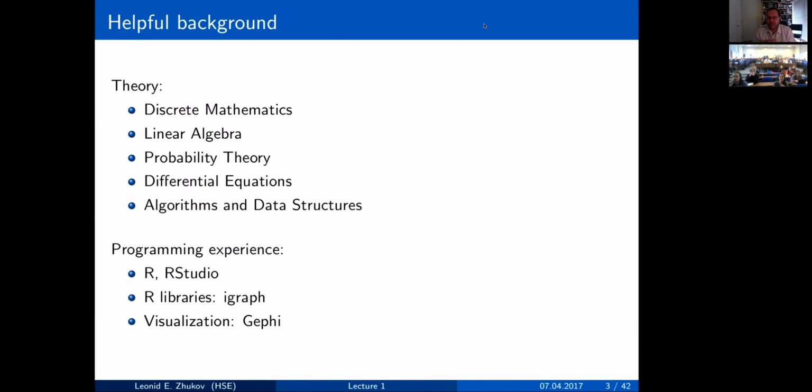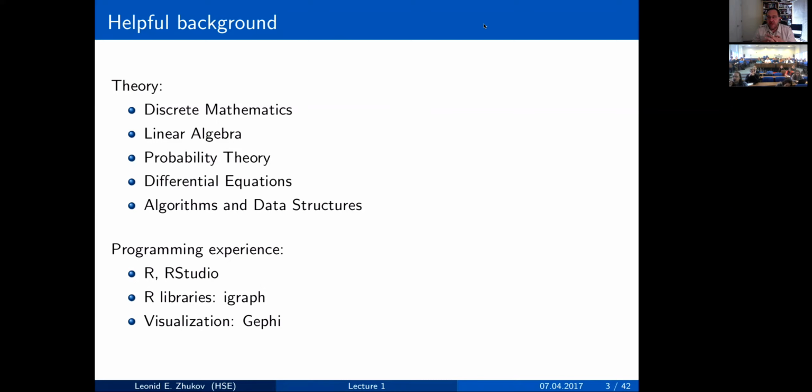Now, I don't expect you to be experts, of course, in those fields, but it would be good if you remember certain basic notations, like what a matrix is, what a vector is, what probability means. Some basic facts will be very, very helpful. All right. Now, if you feel uncomfortable sometimes with some of the mathematical sides of the lecture, again, feel free to contact us. We'll try to help. Now, programming experience, again, is not required, but welcomed.